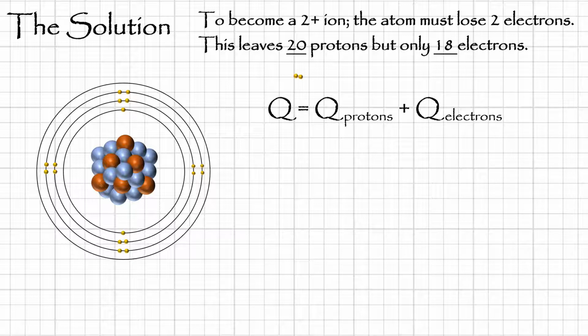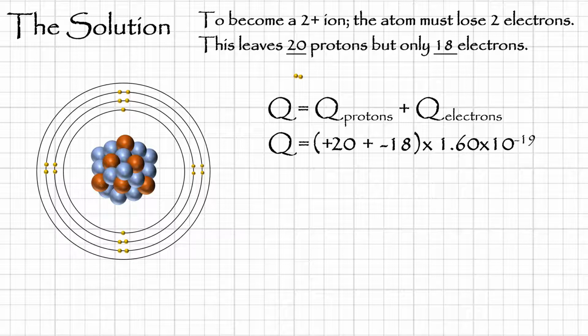The total charge is going to be the charge of the protons plus the charge of all the electrons. There are 20 protons, which each have a positive charge. We add this to the 18 electrons, which each have a negative charge, and we multiply this number by the elementary charge 1.60 times 10 to the minus 19. This gives us a charge of +2 times 1.60 times 10 to the minus 19 coulombs.